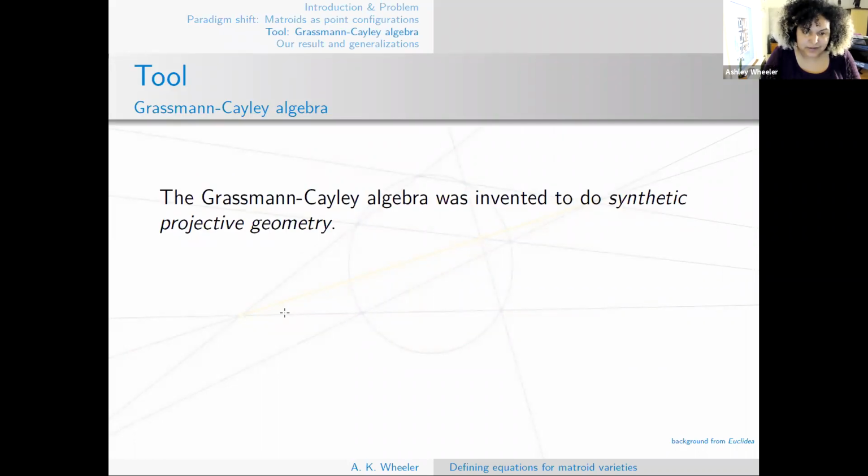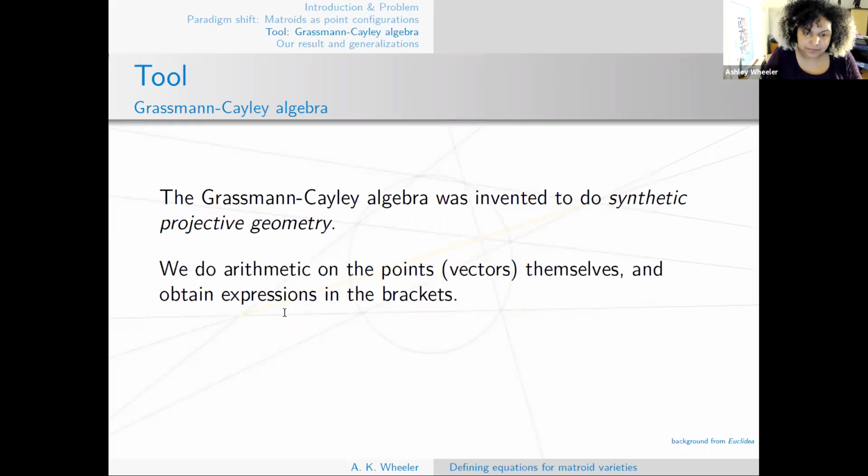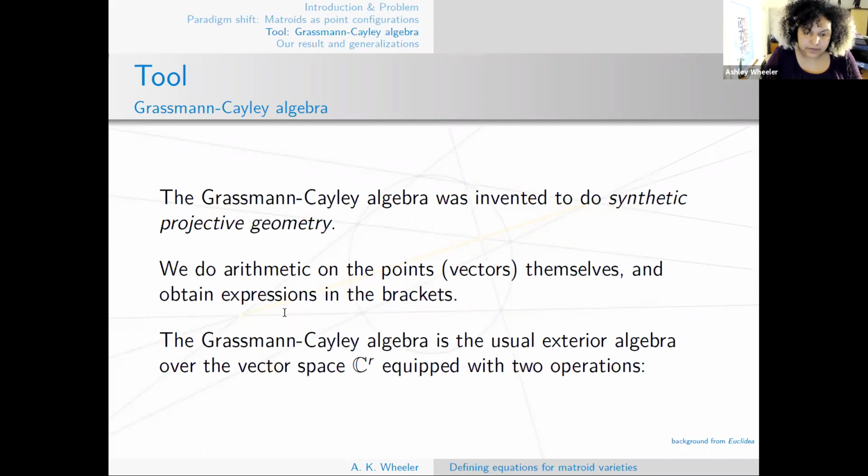The Grassmann-Cayley algebra is the tool that we use to extract more defining equations for the defining ideal of a matroid variety. It was originally invented and used a lot in the 70s and 80s to do synthetic projective geometry. What it does is you do arithmetic on the points in projective space, or the vectors themselves. And in this way, you obtain expressions in the brackets. The Grassmann-Cayley algebra is the usual exterior algebra over C^R, but it's equipped with two operations.